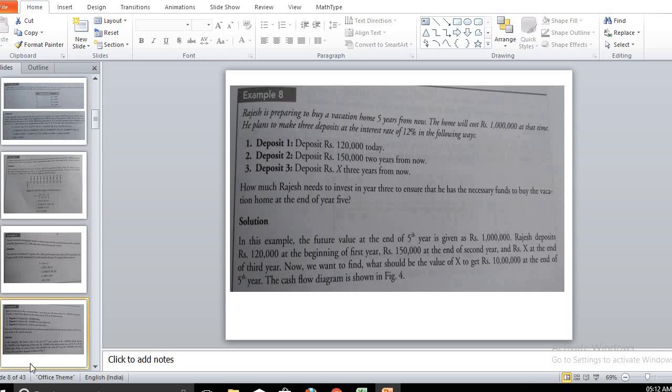In this example, the future value at the end of the fifth year is 10 lakh. Rajesh deposits 1,20,000 at the beginning of the first year, 1,50,000 at the end of the second year, and X amount at the third year. We want to find what the X amount will be to get 10 lakh at the end of the fifth year.